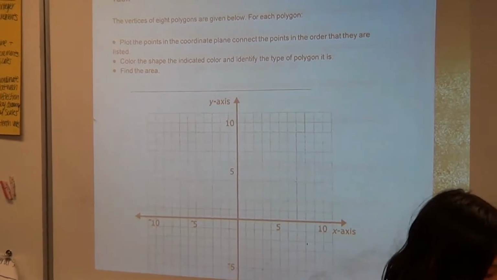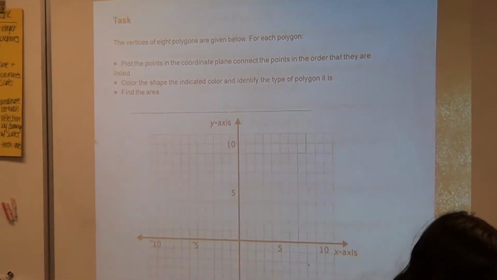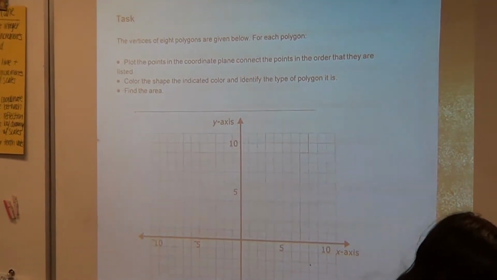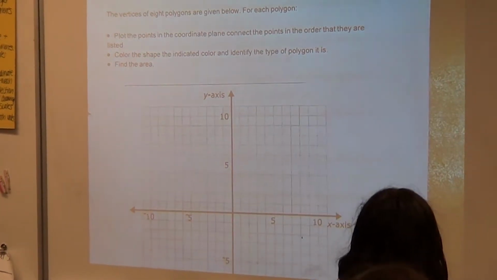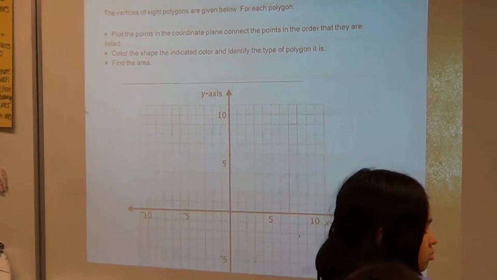So there are 3 directions on the front of the worksheet. The first one says to plot the points in the coordinate plane, connect the points in the order that they are listed. Should I give us a count? Yeah.